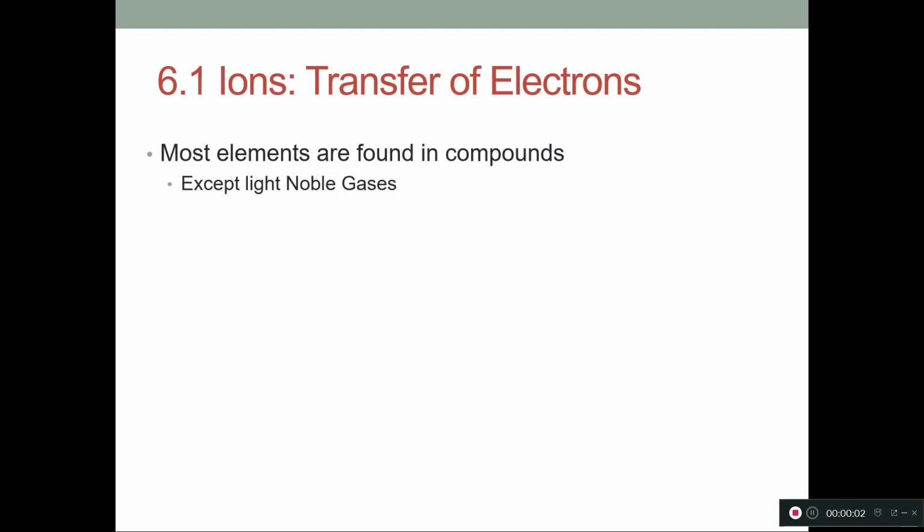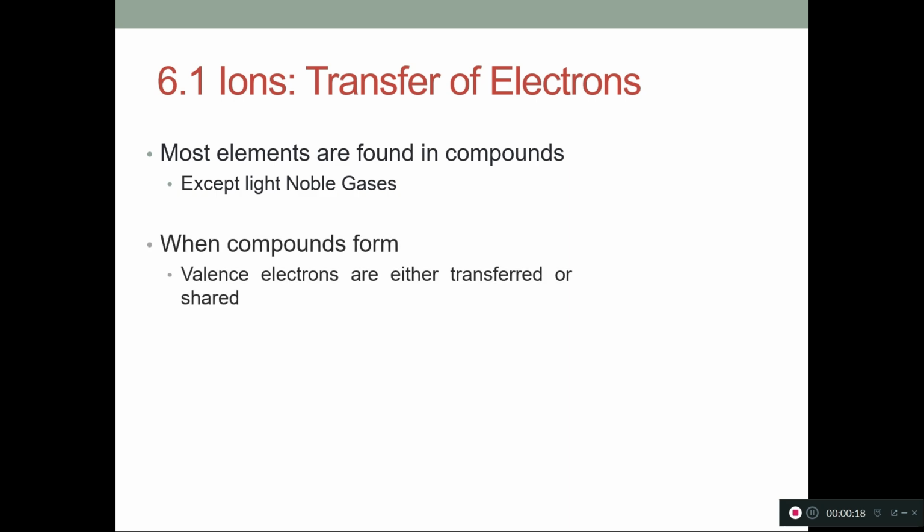In this video, I'm going to talk a little bit about ionization. Most elements that we come across are actually found as part of compounds rather than just as pure elements. The noble gases are an exception because they don't like to bond with other things. When compounds form, this is when the valence electrons are either transferred or shared between the atoms.